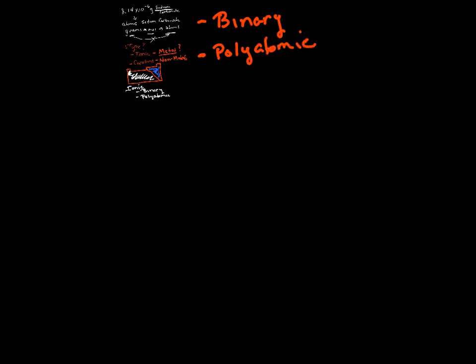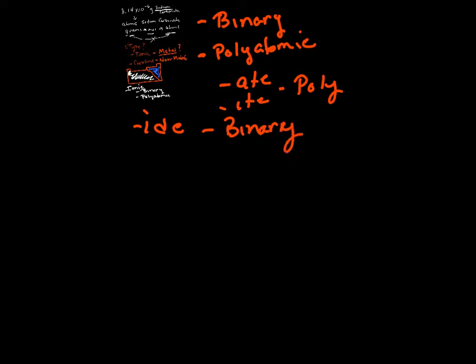So how do we tell the difference? Well, here's your clue. If one of the compounds ends with ATE or ITE, it's going to be polyatomic, right? If the second compound ends with an IDE, chloride, fluoride, things like that, then this compound is going to be binary, right?